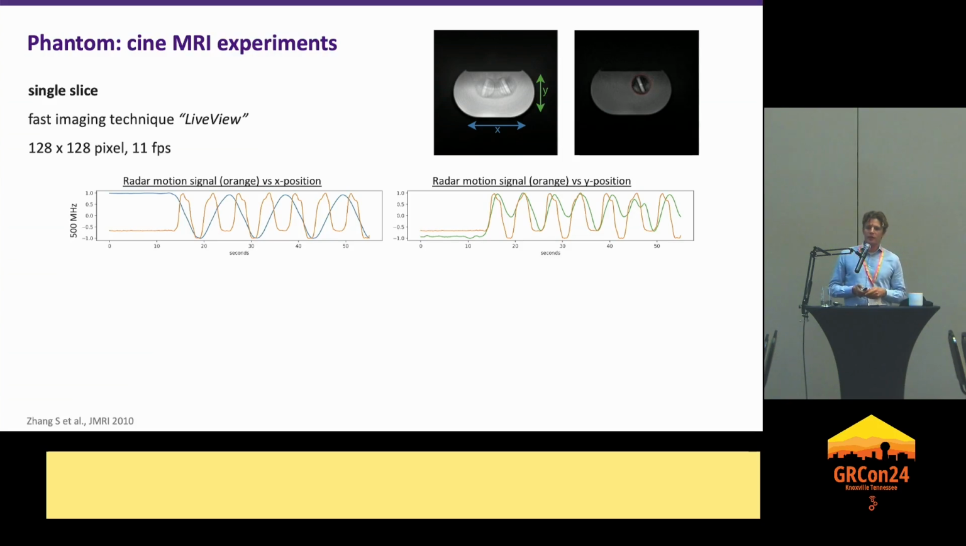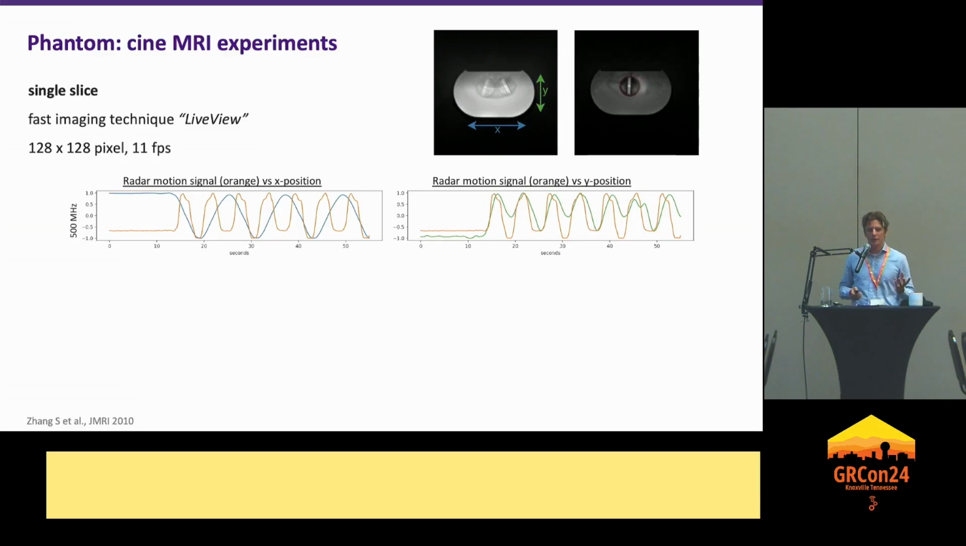What we're doing here is that we put the phantom in the MRI scanner, and we're running a very fast MRI imaging technique. This runs at 11 frames per second. It's so fast because we only acquire a single slice, and we're doing some special tricks to make it fast. And you can see the pendulum moving back and forth. So the position of the pendulum serves as our ground truth to see what the radar is doing.